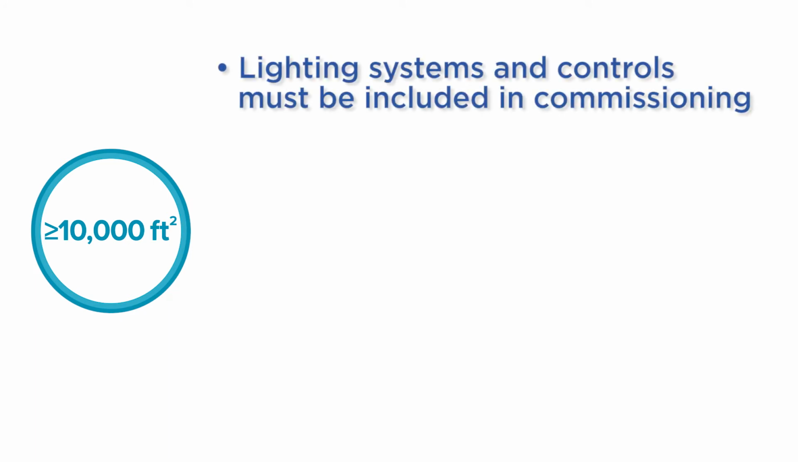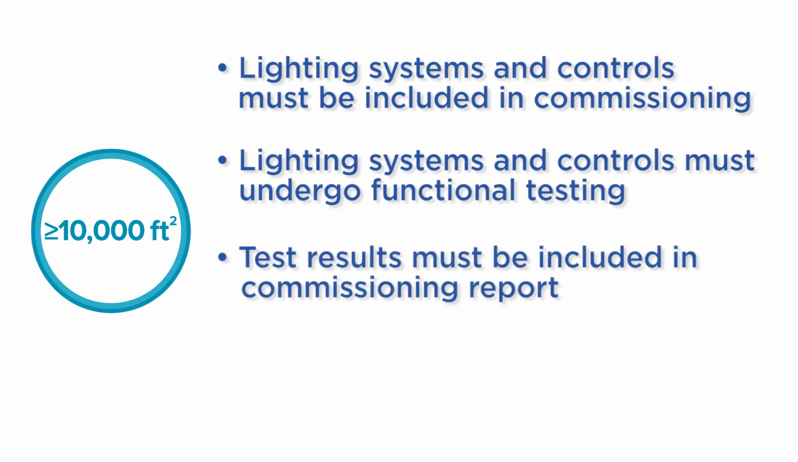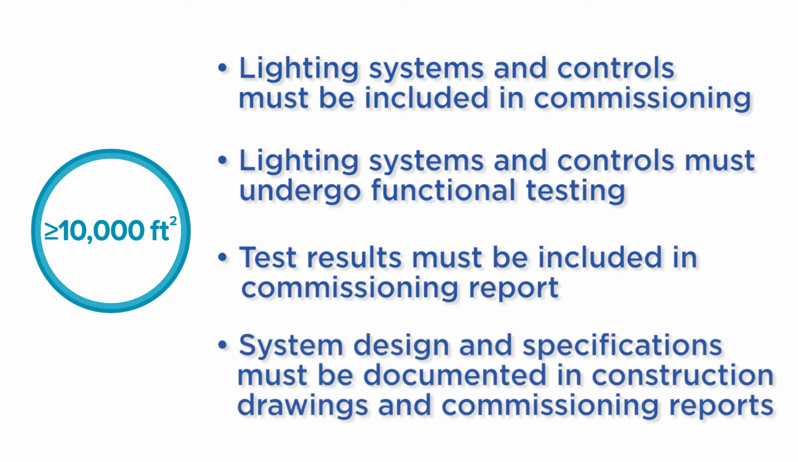If your newly constructed building is 10,000 square feet or larger, lighting systems and controls must be included in the commissioning process. The lighting system must undergo functional performance testing in accordance with the acceptance test requirements contained in section 130.4, and results must be included in the commissioning report. And the lighting system design specifications and commissioning specifications must be documented in construction drawings and in multiple commissioning reports.